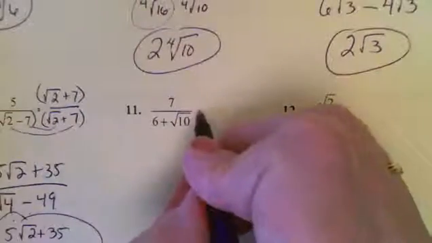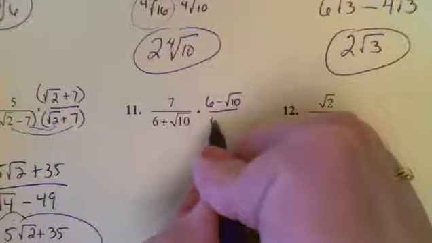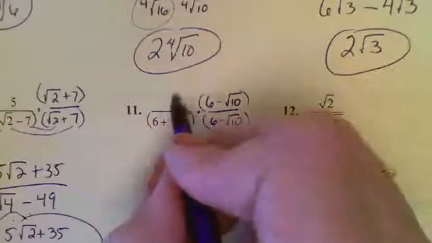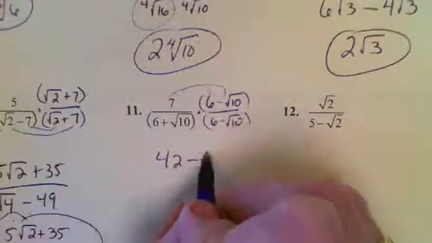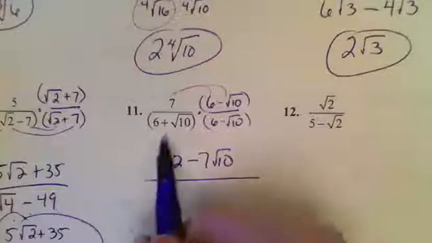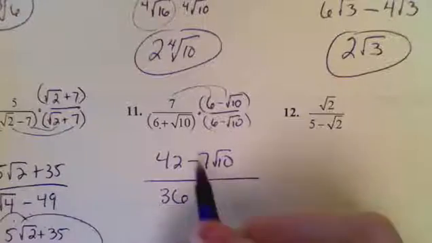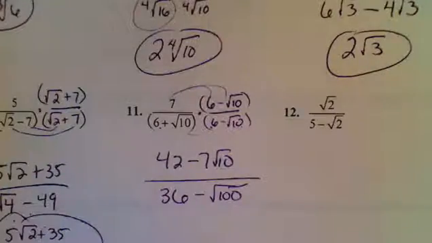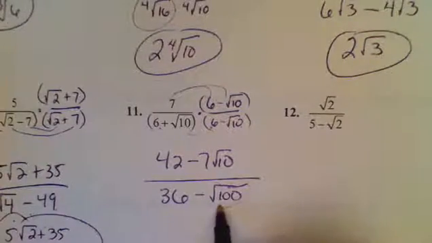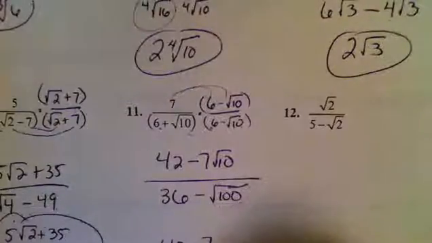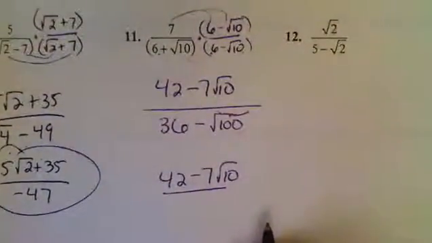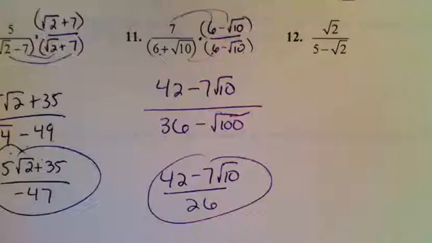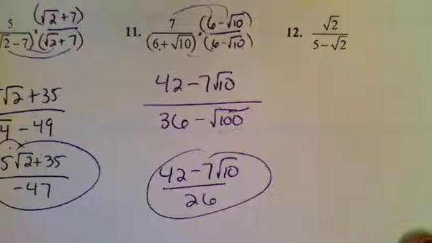This one I'm going to multiply by 6 minus square root 10 over itself, and again, we need to distribute those. So here I'm going to get 42 minus 7 square root 10. In the denominator, I'm going to get 6 times 6, 36. Inner and outer product will cancel, and I'll get a negative square root of 100. Square root of 100 is 10, so now I know I have 42 minus 7 square root 10 all over 36 minus 10 would be 26. And there is my answer to 11.